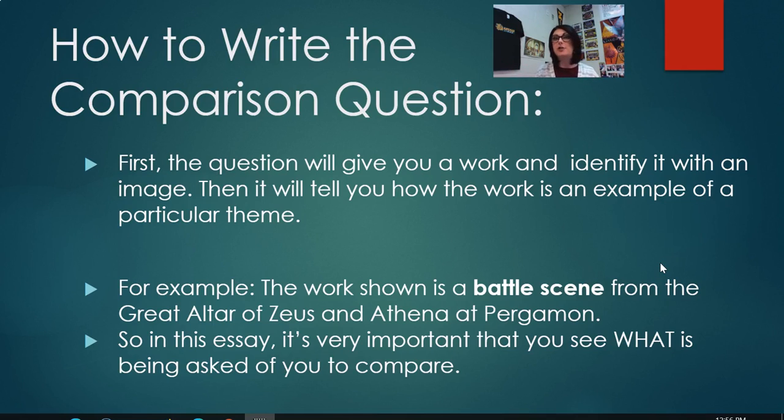All right, so right off the bat, you should be looking for, okay, it's not just telling me about what the work of art is, it's telling me what it fits into. So this is a battle scene, or if it's a religious scene, all right? Now, once you know that, you move on to the next part of the question, where it's going to say, okay, you're going to compare it to another work of art that shows a battle scene in this example. Please be very cautious and maybe underline or even highlight, okay, this is the theme. So they're looking at battle scenes, they're looking for religious scenes, they're looking at narratives, okay?